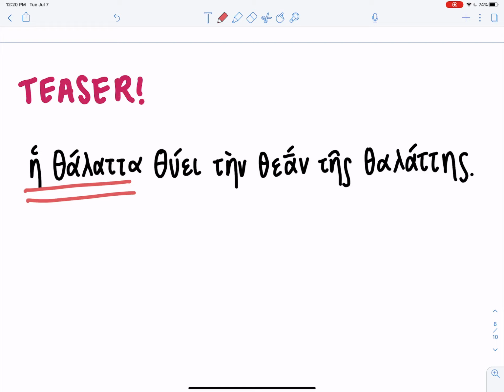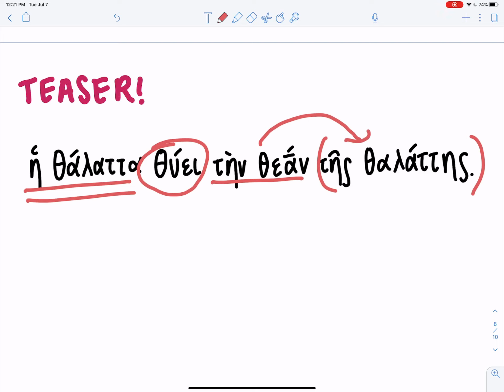Okay, so then thue is our verb. So that's from thuo, to sacrifice or slay. Then we recognize the nu on the ends of these as accusative. So we have tan theon as our direct object. And then we see these eta sigmas, and we know that those are genitive forms. So tes thalates is modifying tan theon.